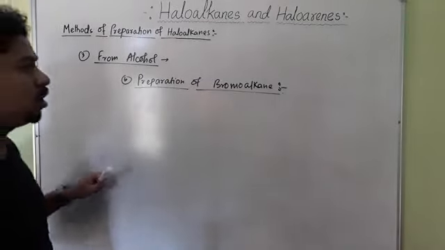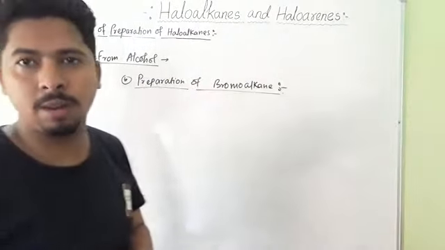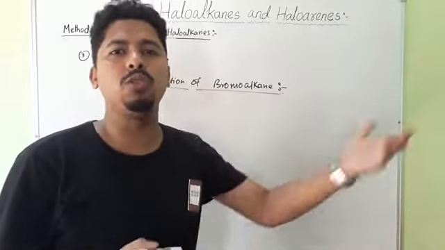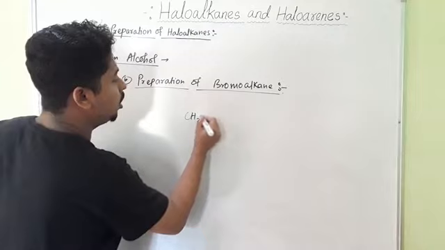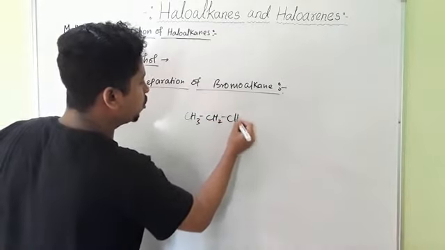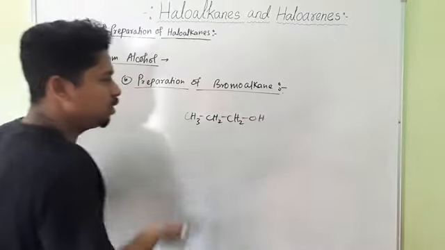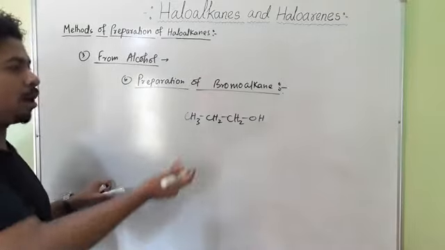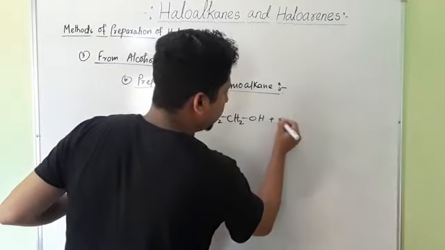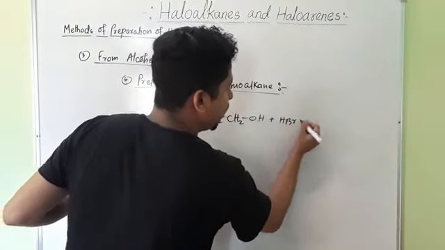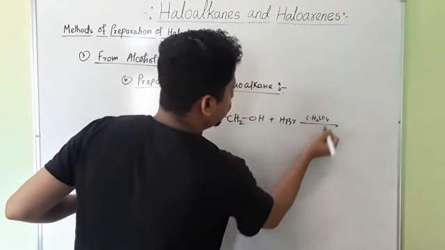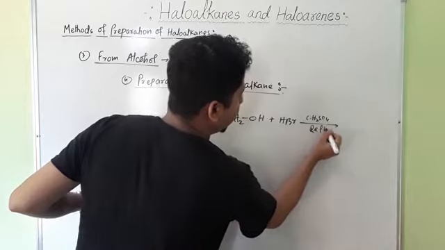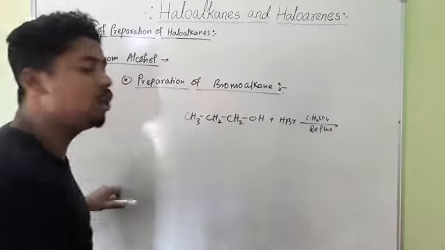By treating this alcohol with HBr, we can produce this bromoalkane. Let us write this reaction. Suppose CH3-CH2-CH2-OH, this is propanol. This propanol on treatment with HBr, in presence of concentrated H2SO4, under reflux condition, we will get the corresponding bromoalkane.